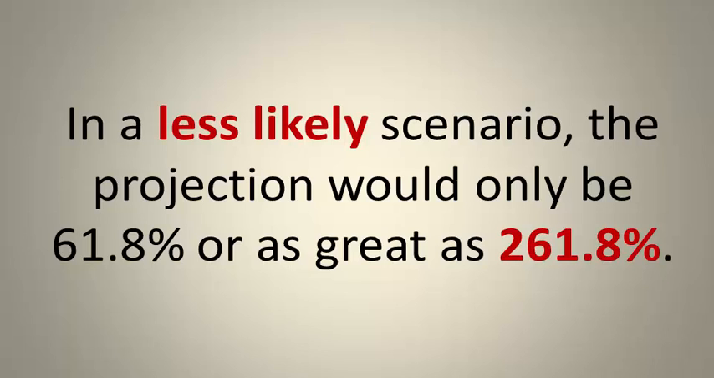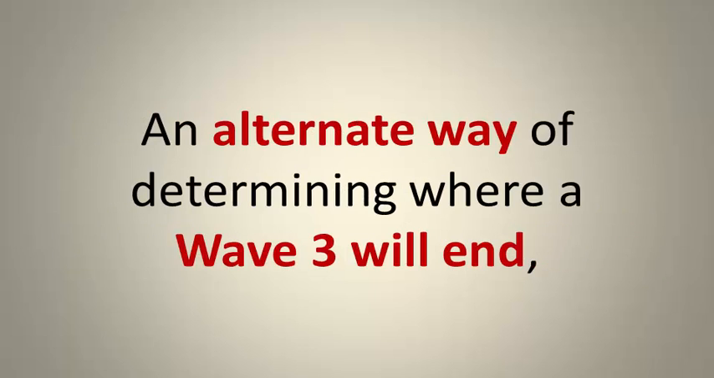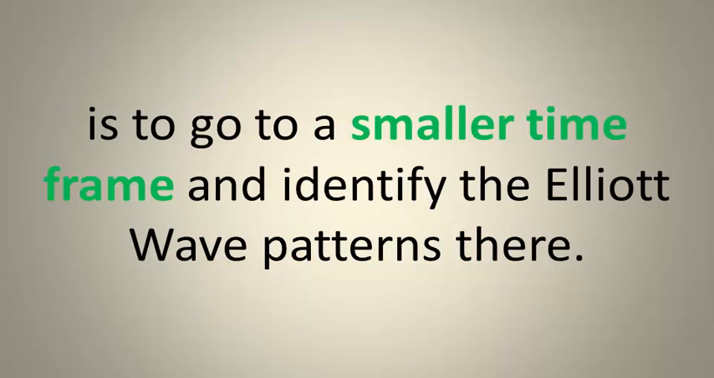In a less likely scenario, the projection would only be 61.8% or as great as 261.8%. An alternate way of determining where a wave 3 will end is to go to a smaller time frame and identify the Elliott wave patterns there.